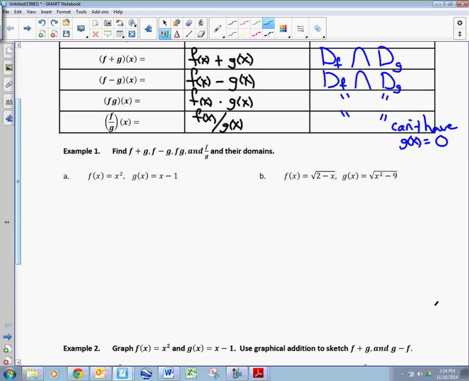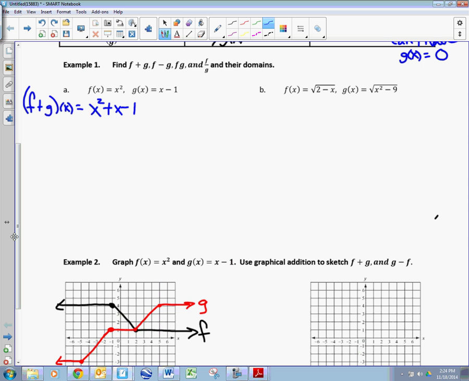So let's try a basic example. It says find f plus g of x. Well, f plus g of x is going to be equal to f of x, which is x squared, plus g of x, which is x minus 1. I simply add them together. X squared plus x minus 1. Pretty simple, huh? F minus g of x. I'm going to take f of x and subtract g of x, so I'll have to distribute the negative sign. X squared minus x plus 1.